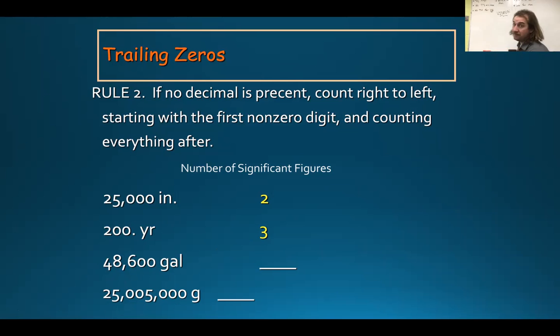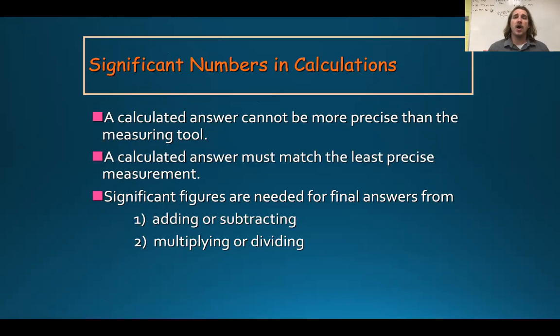And this tells us then how precise we get to be in our answer, because oftentimes we're going to do math with these measurements. And so when you start to calculate, your final answer cannot be more precise than the tool you use to measure stuff. You don't get to make up precision, not allowed. A calculated answer must match your least precise measurement. There's kind of 2 types of math operations. We're either going to add or subtract, or we're going to multiply and divide.